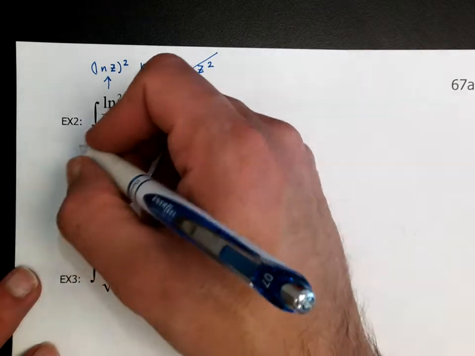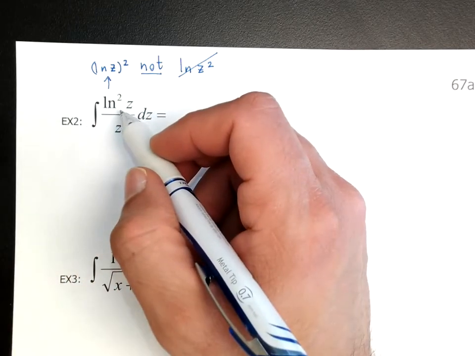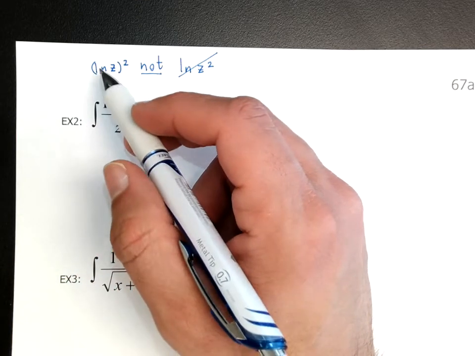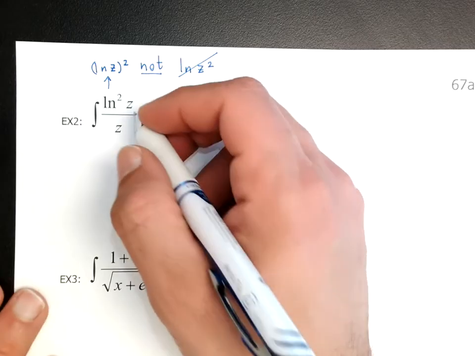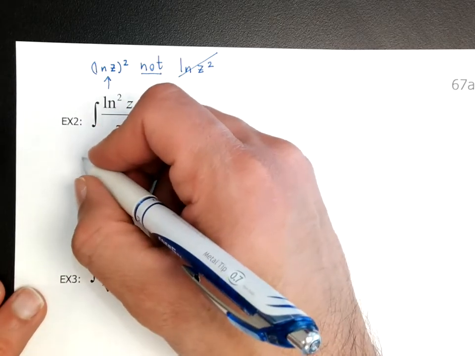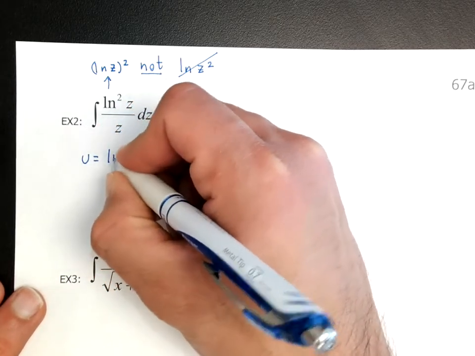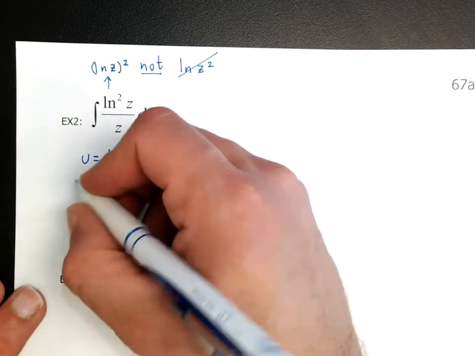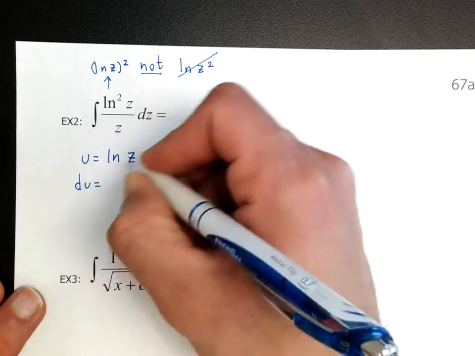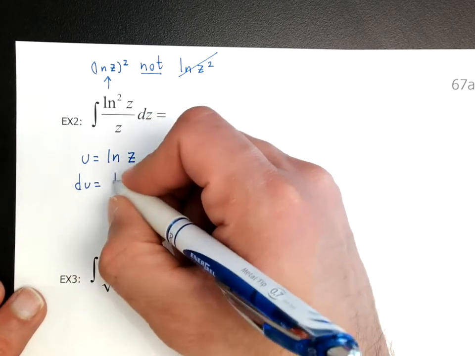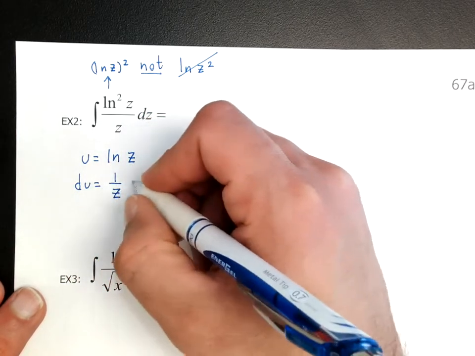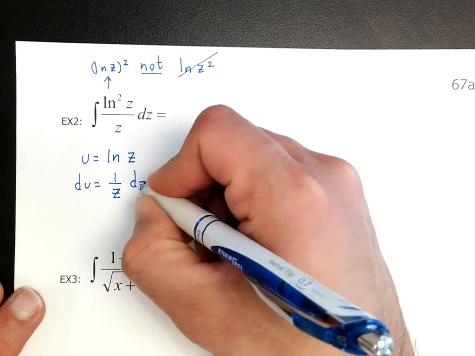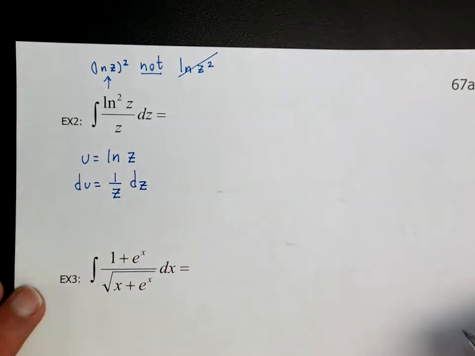So if I notice that this right here kind of fits the description that I used in 65. I have a function within a function. Alright, so we have the natural log. If I let u be the natural log of z, notice that this is the inside of that. And du, well, the derivative of natural log of z is 1 over z dz, right? And notice that I have everything I need. I actually don't have to do anything else besides this.